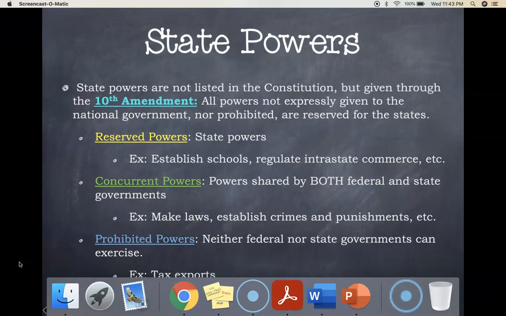All right, so we also have state powers. State powers are not listed in the Constitution, but they are given to the states through the 10th Amendment. And it says, all powers not expressly given to the national government, nor prohibited, are reserved for the states.